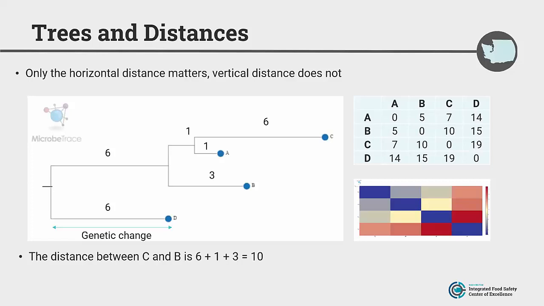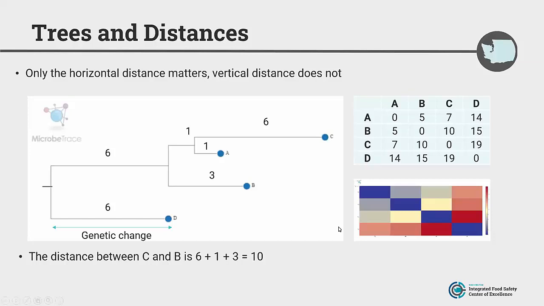So in this case, we'll say that this is a SNP-based tree. We want to look at the distance between isolate C and B. So you would sum the first branch, there is a distance of 6, so you would sum 6 plus 1 plus 3. So our distance between C and B is 10. And if you look at the distance matrix over here, we would look for the distance between C and B, and we can verify that it is indeed 10.